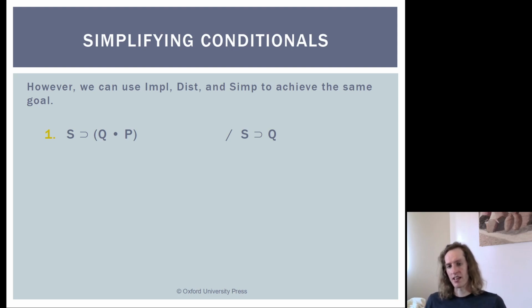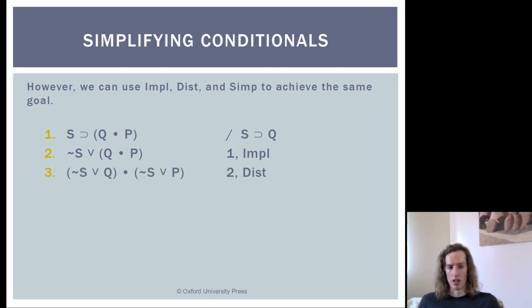But given that that's true, we can use implication, distribution, and simplification to end up with a similar result. So if we have if S then Q and P, and we want to show that if S then Q, we can go ahead and change this to a disjunction first by using material implication. So we change it to not S or Q and P. Then we can go ahead and apply distribution. So we change from not S or Q and P to either not S or Q and not S or P.